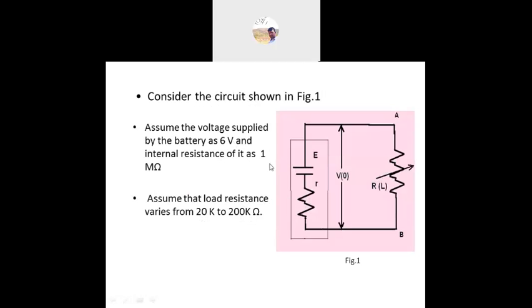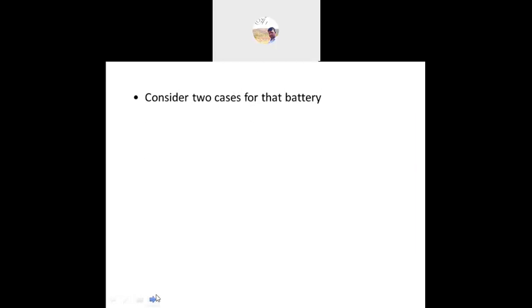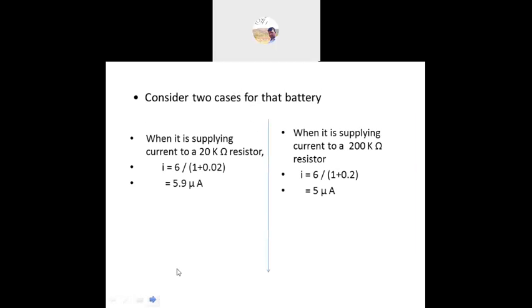So 1 mega is 1 into 10 to the power of 6. Here we are going to get two cases. In the first case, it is supplying the current to the 20k load. At first it has the 20k, so the current that will flow is 5.9 microamperes.